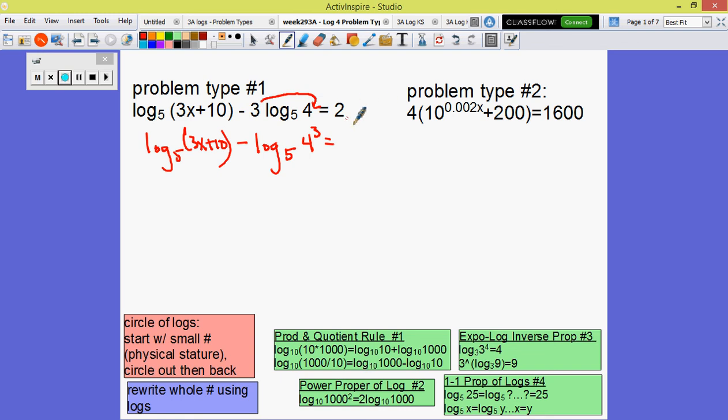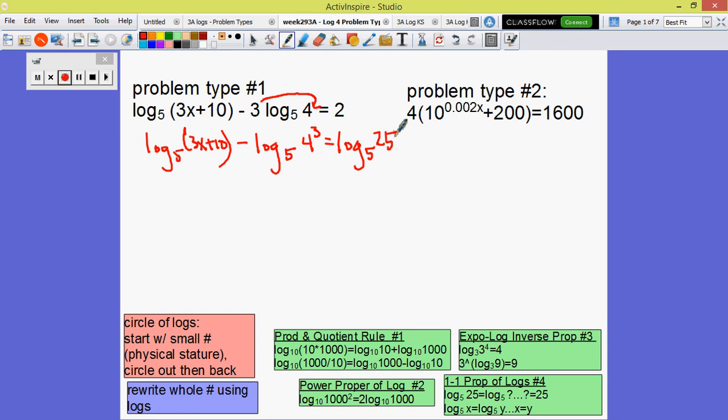I want to make everything a log, including this. These are already logs, so I don't have to worry about that. I want to rewrite this as a log so that I can combine and cancel all the logs later. So instead of 2, I'm going to write log base 5 of 25.